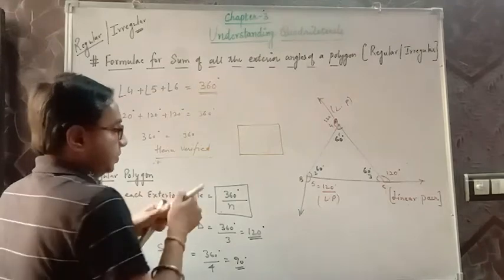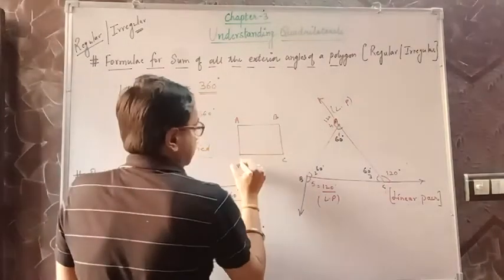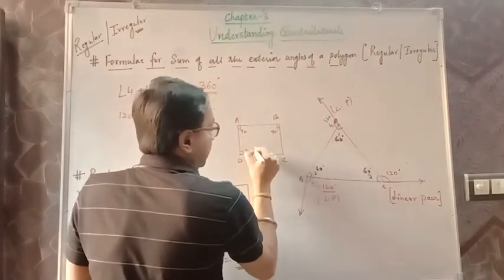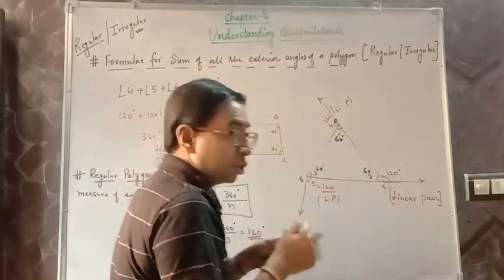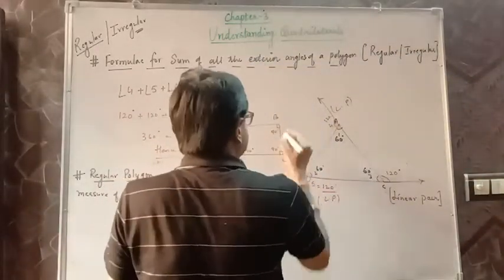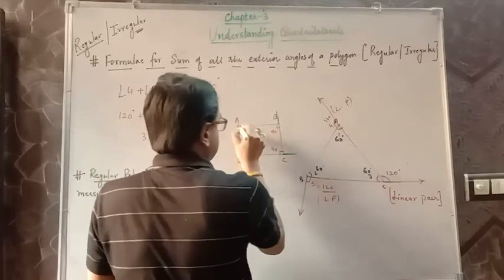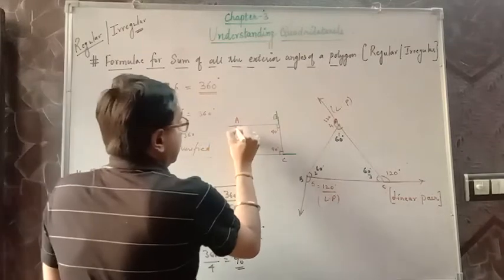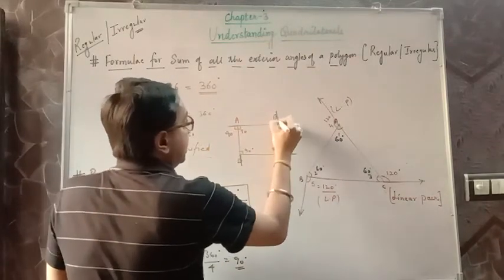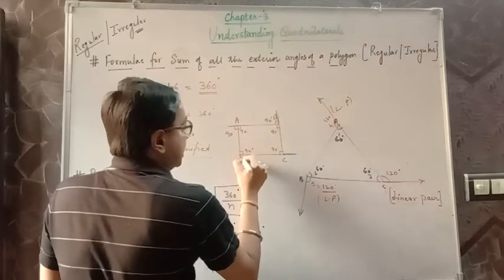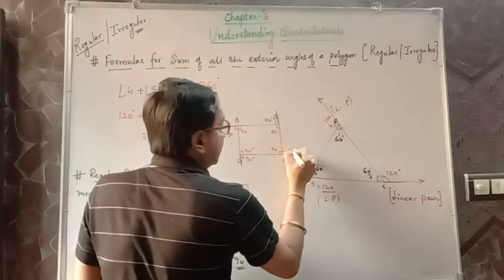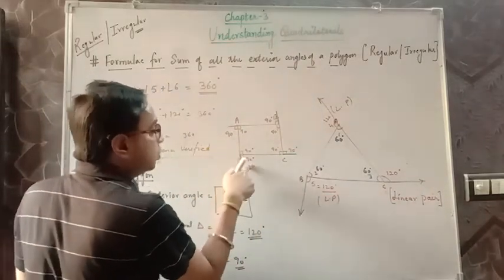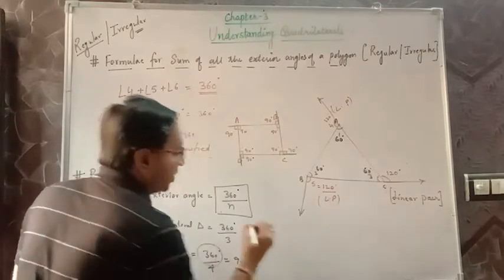A square in front of you, 90 degrees. If we draw exterior angles, clearly see what is happening. 90 plus 90, 180, linear pair. 90 plus 90, again linear pair. 90 plus 90, again linear pair. 90 plus 90, again linear pair. 90 plus 90, 180. 180 plus 90, 270. 270 plus 90, 360. Hence verified.